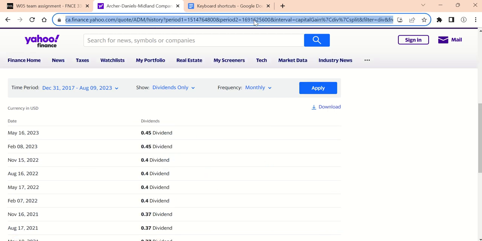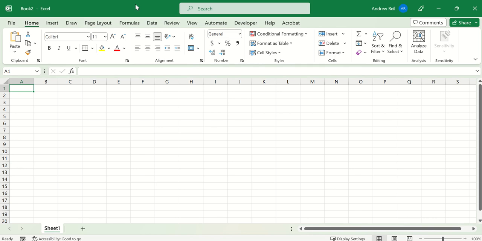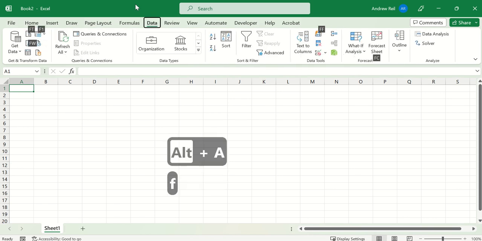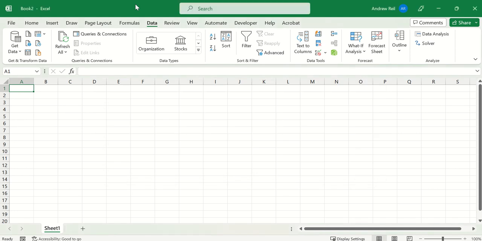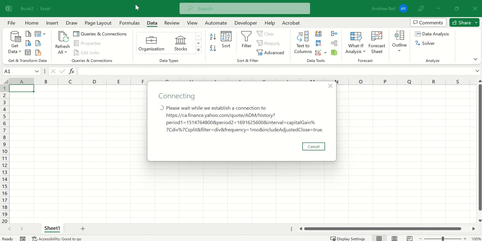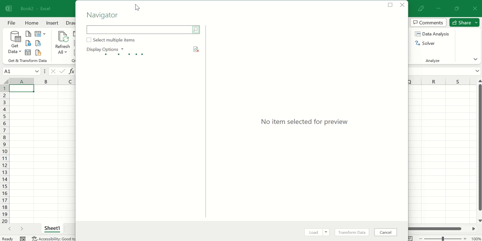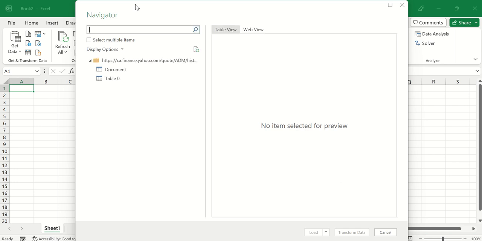Copy the URL, and then get back into Excel. In Excel, go Alt-A, FW, so data from web, and then Control-V to paste it, and then enter. This will be table 0. So if you tab down, and then once you're in the folder, arrow down to table 0 and enter.